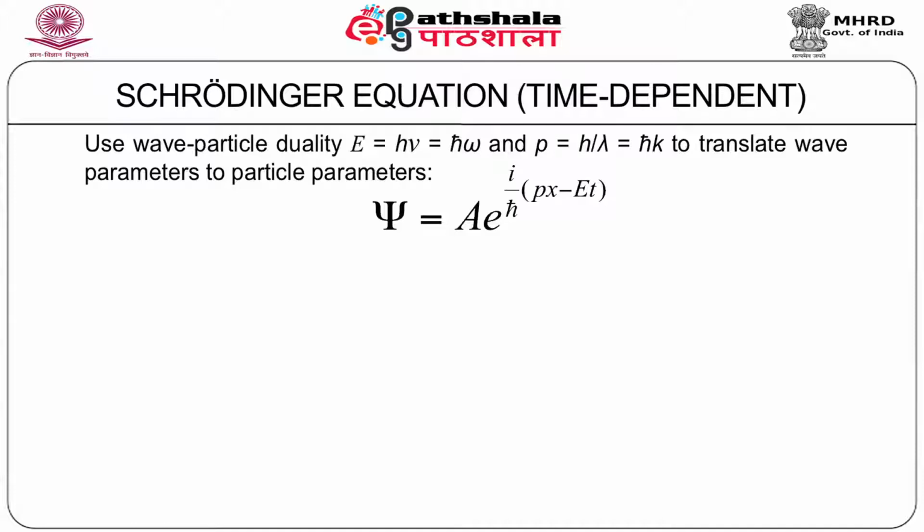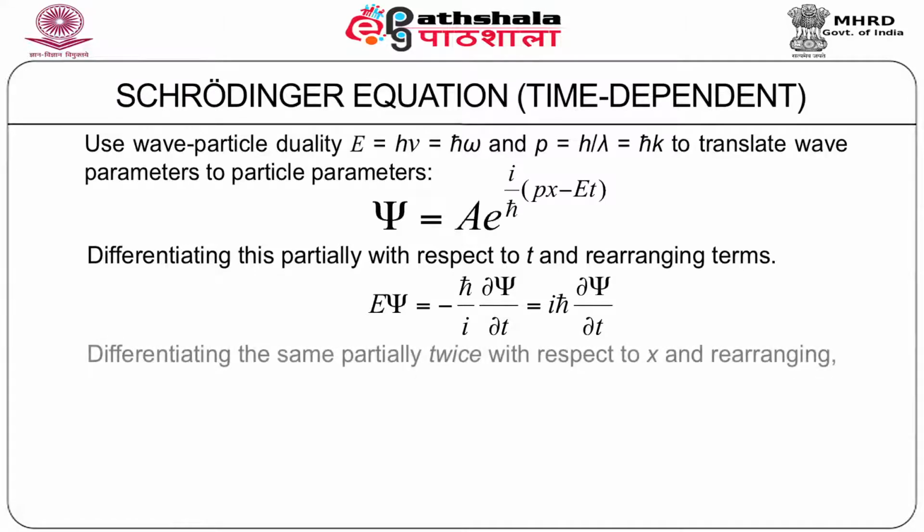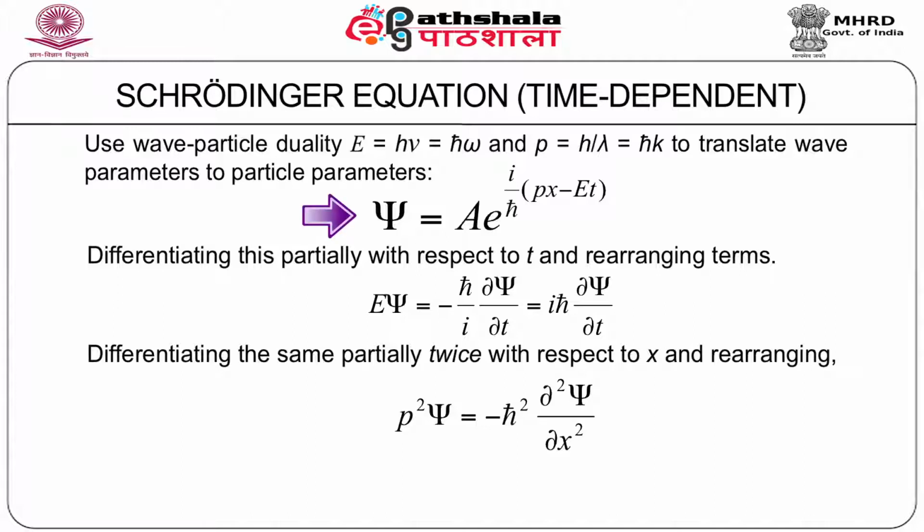In order to obtain the general time dependent Schrodinger equation, we can differentiate this partially with respect to t and rearrange the terms. So we get E psi equal to i h cross d psi dt. And then differentiating the same equation partially twice with respect to x and rearranging terms, we get p square psi equal to minus h cross square del square psi by del x square. So you can check these by actually differentiating the first equation on the screen.